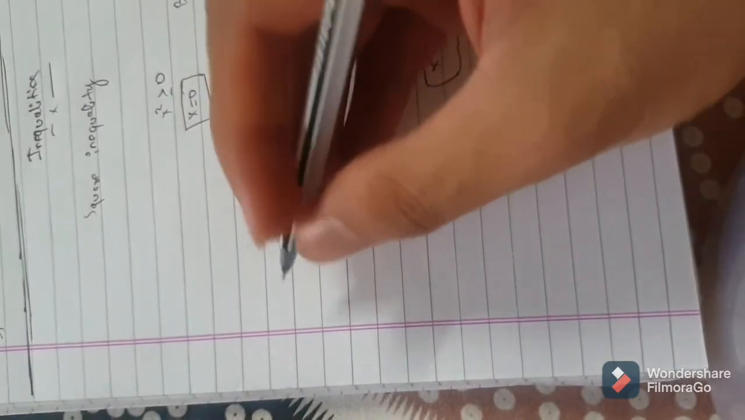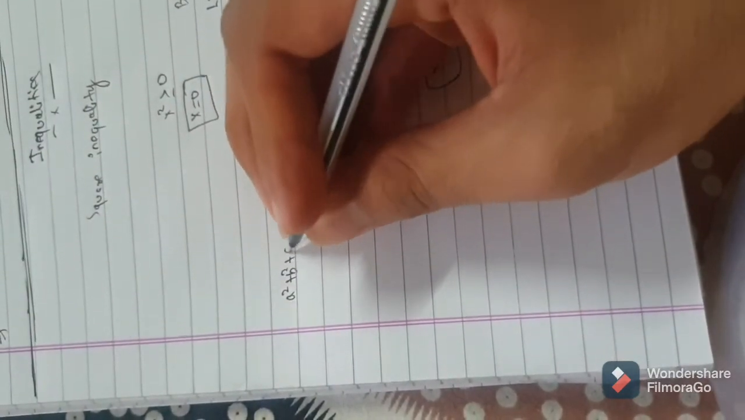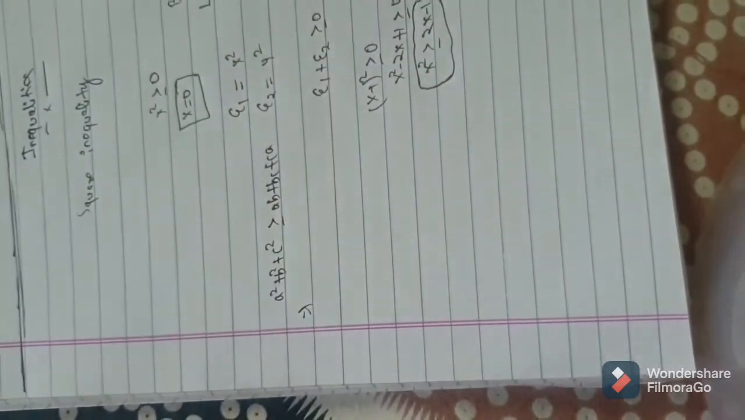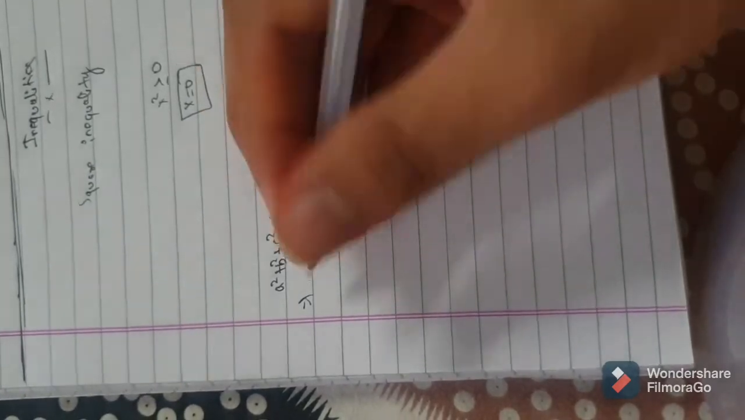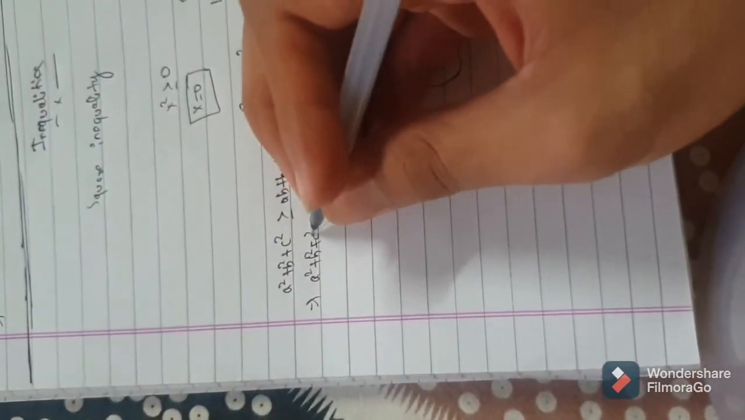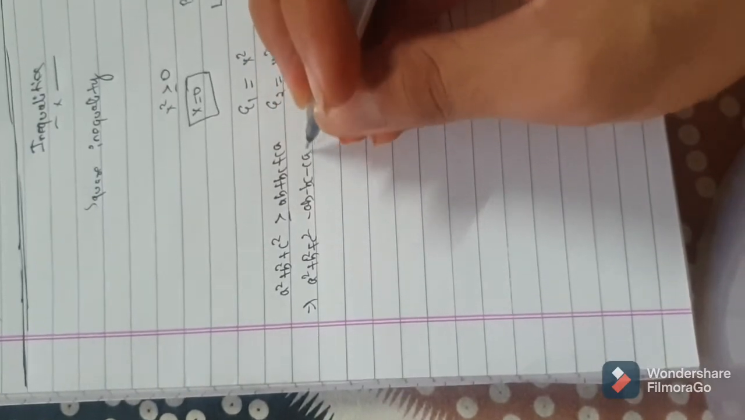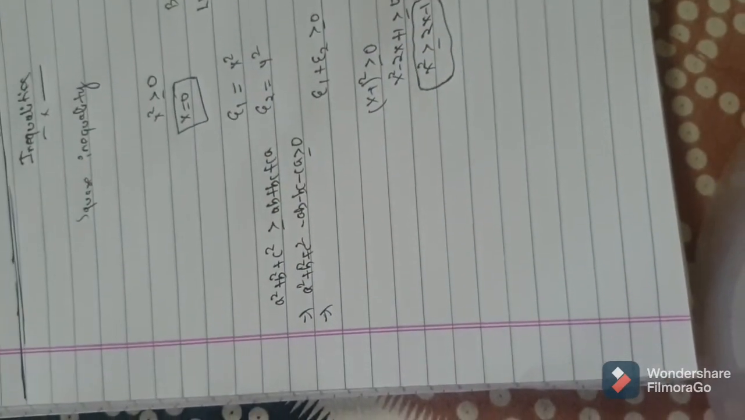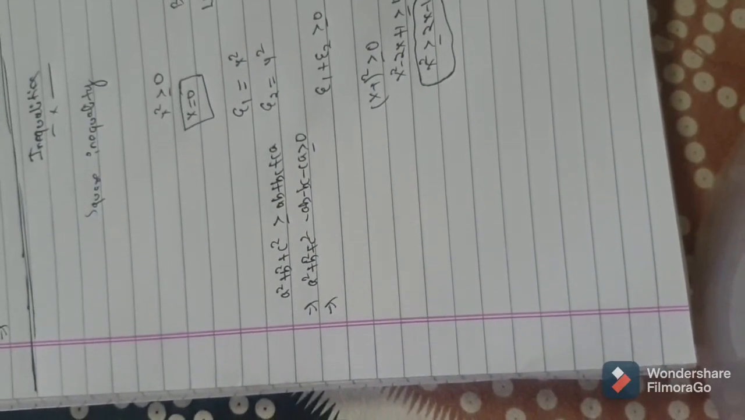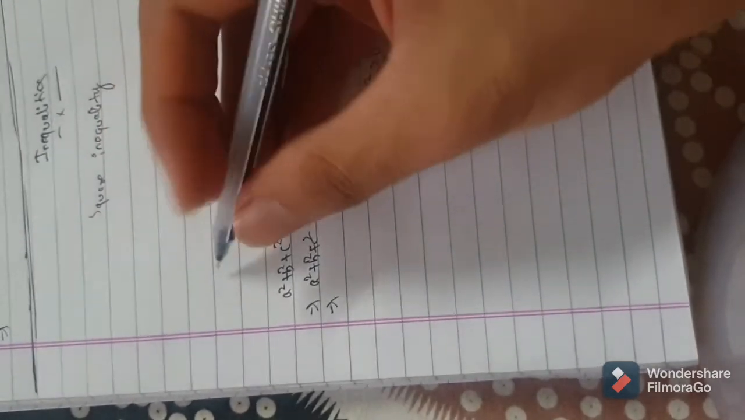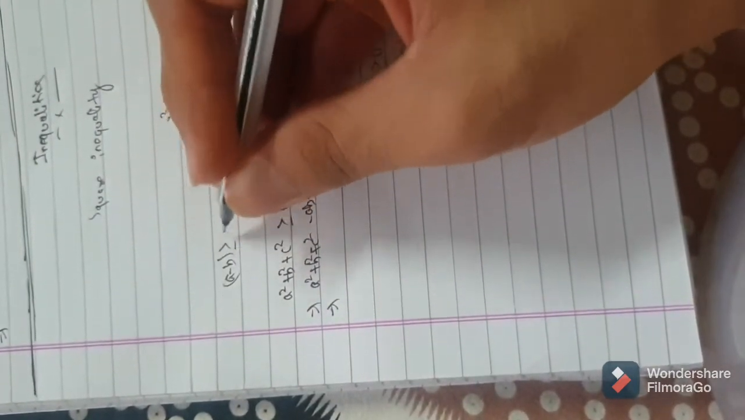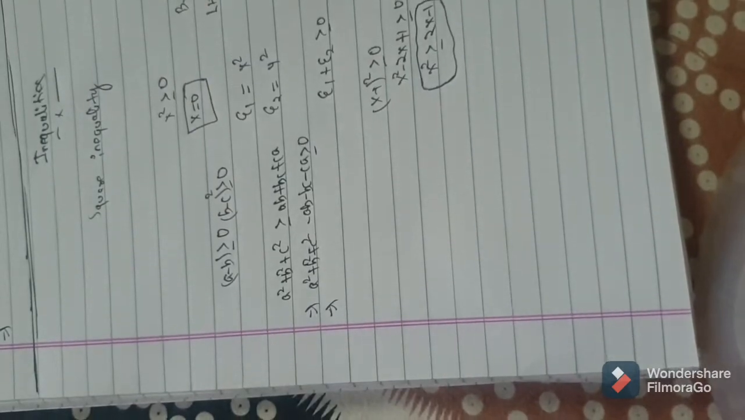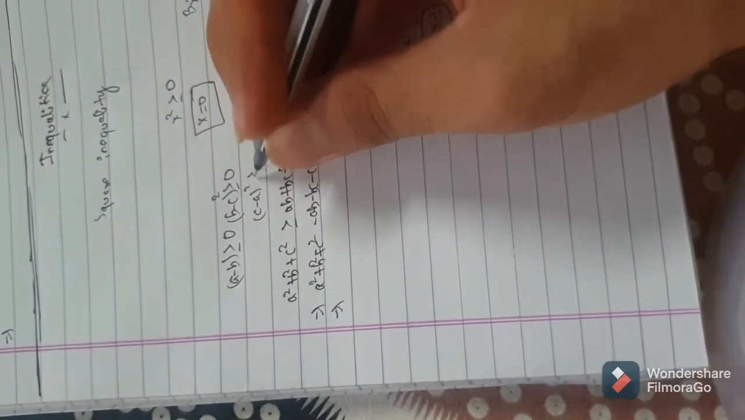Now let's take a look at this one. What we see here is that a square plus b square plus c square is greater than or equal to ab plus bc plus ca. Now let's try this. First we bring all the terms to the left: a square plus b square plus c square minus ab minus bc minus ca greater than or equal to 0. Okay, no problem. Now how would we proceed? See, we know that a minus b whole square is greater than or equal to 0. Similarly, b minus c whole square is greater than or equal to 0, and same for c minus a whole square greater than or equal to 0.